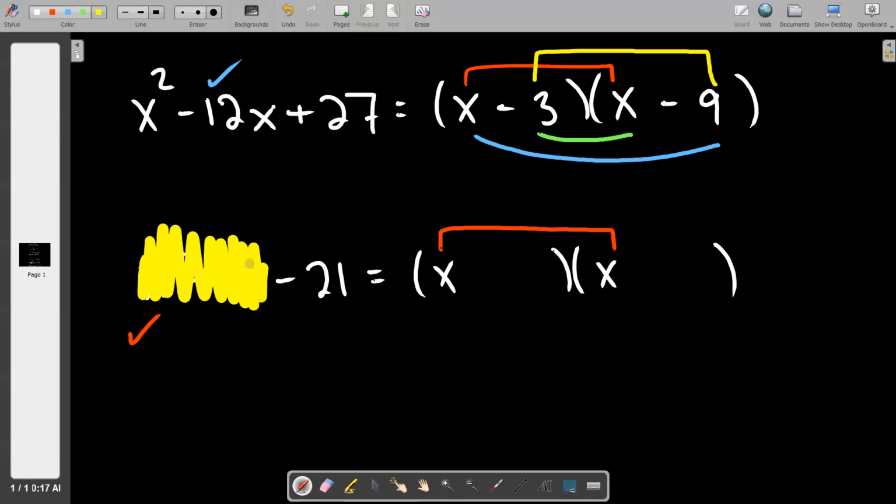So if it's going to multiply to make a negative 21, then you know that that means that one of them has to be a positive and one of them has to be a negative. You agree with that? Yeah. And what are the 2 most common numbers that come to mind when you think of the number 21?